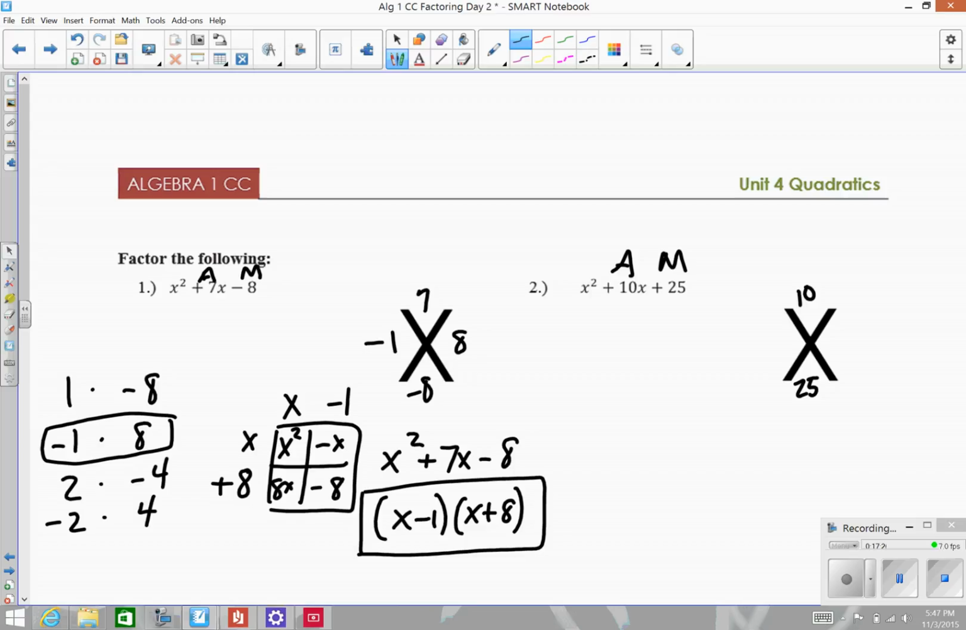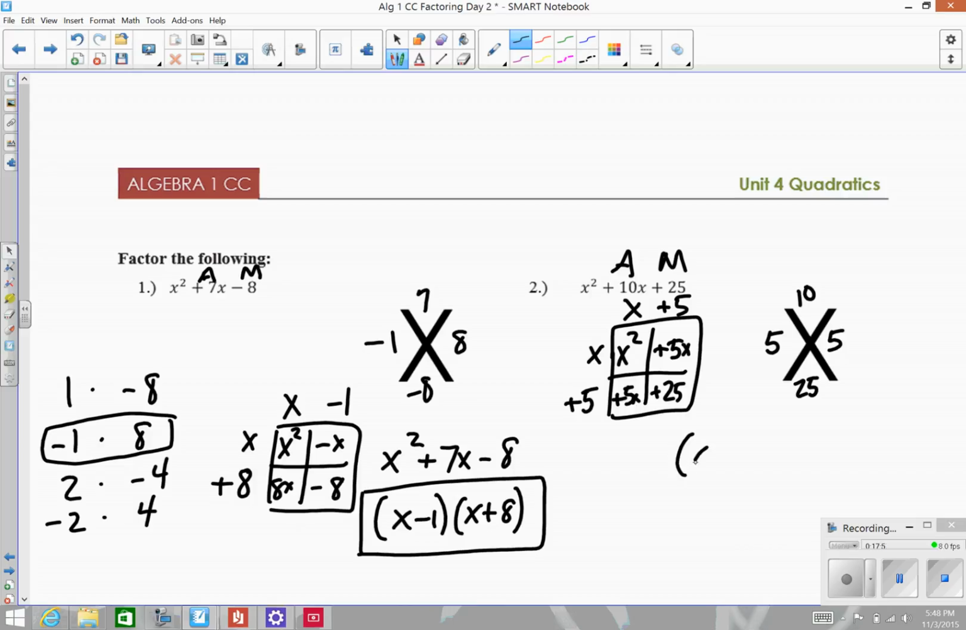Oh, I think this one's pretty straightforward. Two numbers that multiply to 25 and add up to 10: +5 and +5. That means that if I were to multiply x plus 5 times x plus 5, I should get x squared plus 10x plus 25. Looks like that works. So my two factors are x plus 5, x plus 5.